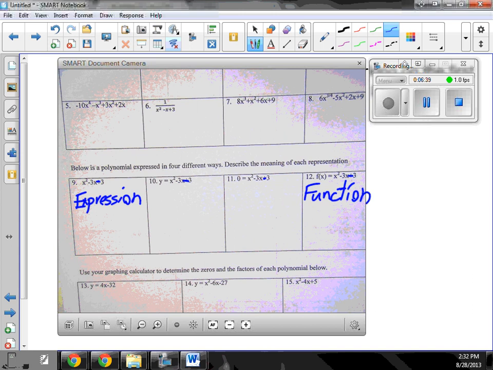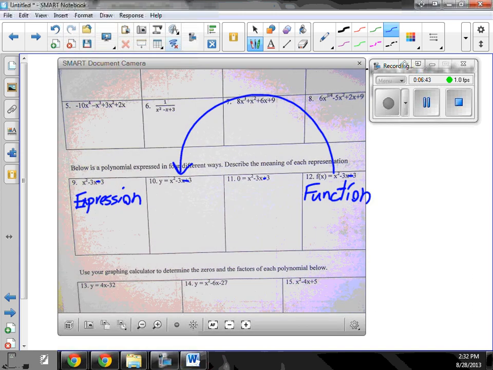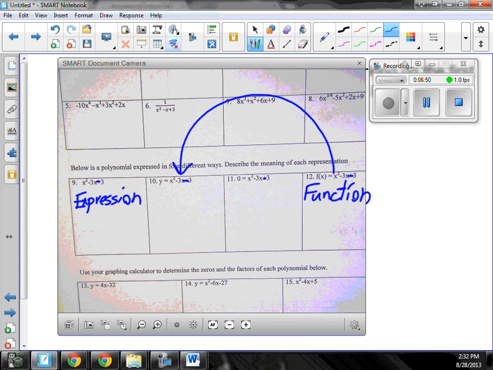I need to set it equal to y. So I can turn number 12 into number 10 by replacing f of x with y. I haven't changed the polynomial, I've just changed its form. And this can be represented by graphing a curve.